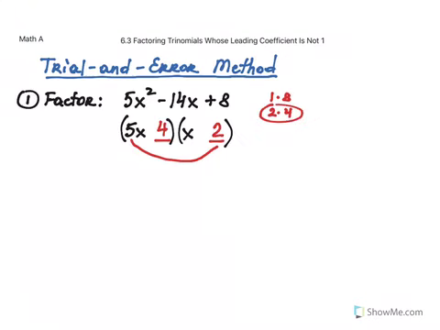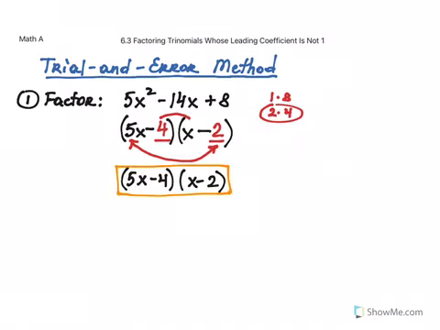I see that the pair 2 and 4 are suitable for this task. I place 2 right here so that it multiplies with a 5 to give me 10x, and I place 4 so that it multiplies with an x to give me 4x. 10x and 4x is 14x, but notice I want both of them to be negatives to give me a negative 14x as the middle term. Here is the factored form of the original trinomial: 5x minus 4 multiplied with x minus 2.